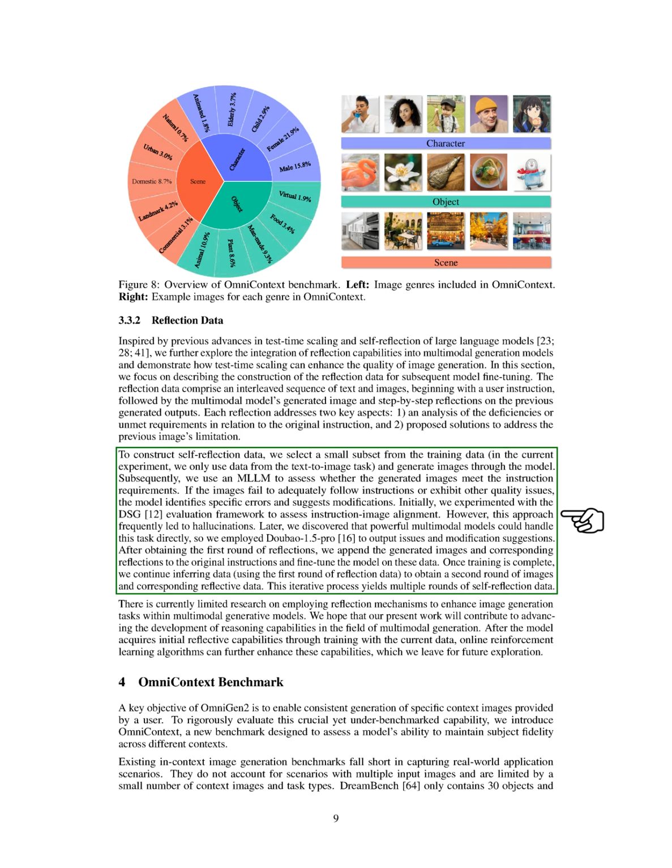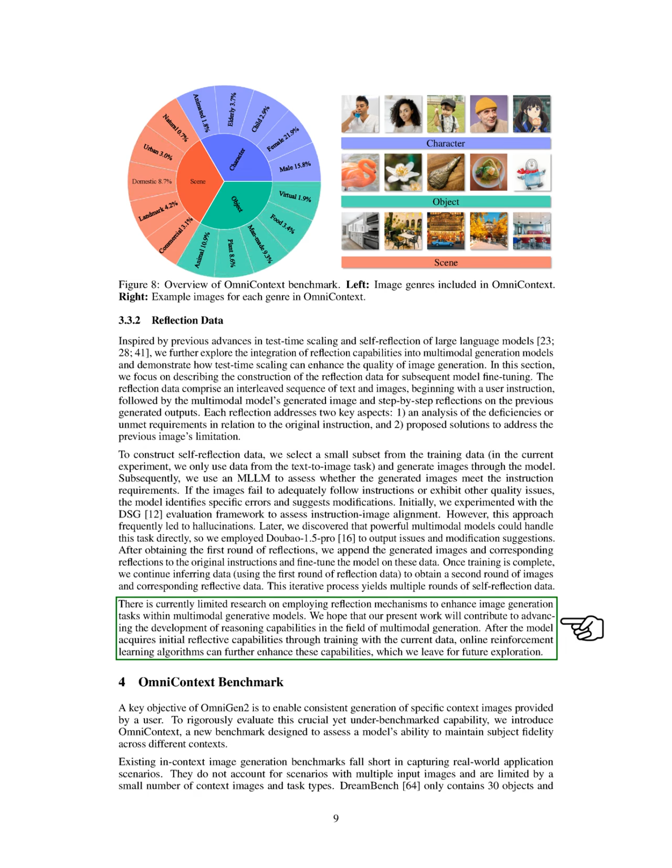After the first round of reflections, we combine the generated images and reflections with the original instructions and fine-tune the model on this data. Once training is complete, we continue to generate data using the first round of reflection data to obtain a second round of images and reflections. This iterative process results in multiple rounds of self-reflection data.